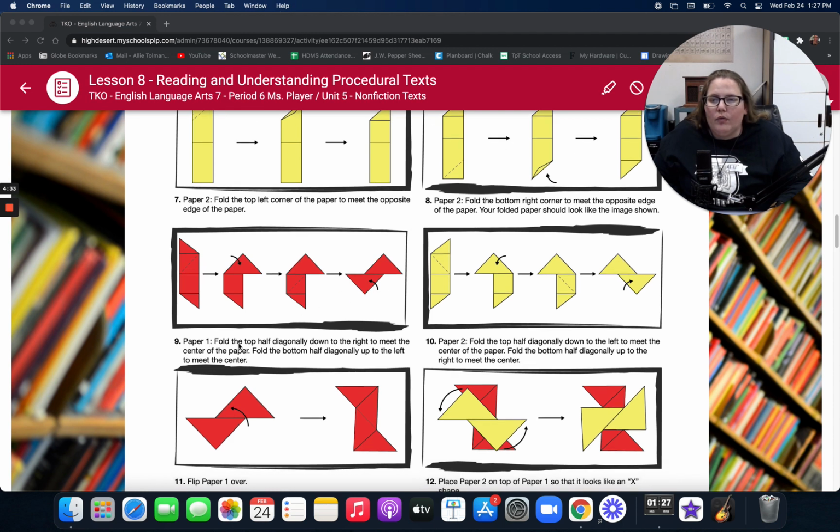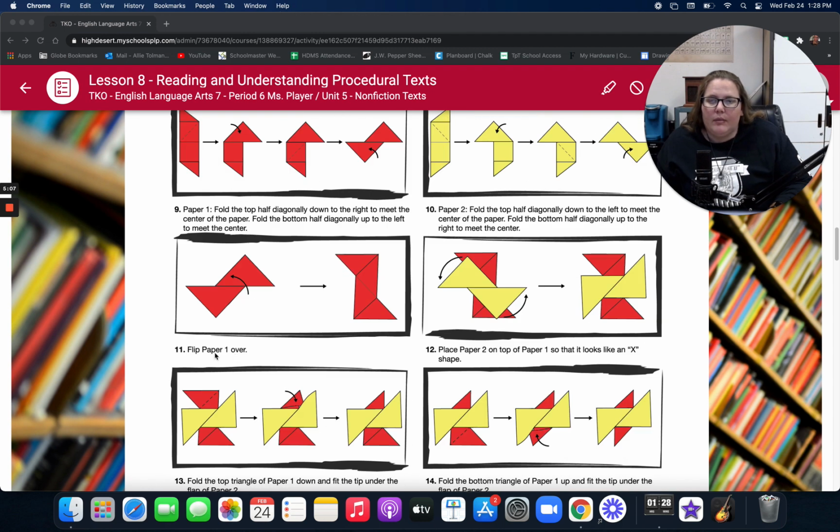Number 9, fold the top half diagonally down to the right to meet the center of the paper. Fold the bottom half diagonally up to the left to meet the center. They took this, and they folded it down to make a triangle here. Took this one and they folded it this way, to the left. Paper 2. Fold the top half diagonally down to the left to meet the center of the paper. Fold the bottom half diagonally up to meet the center. That way you kind of have opposites here.